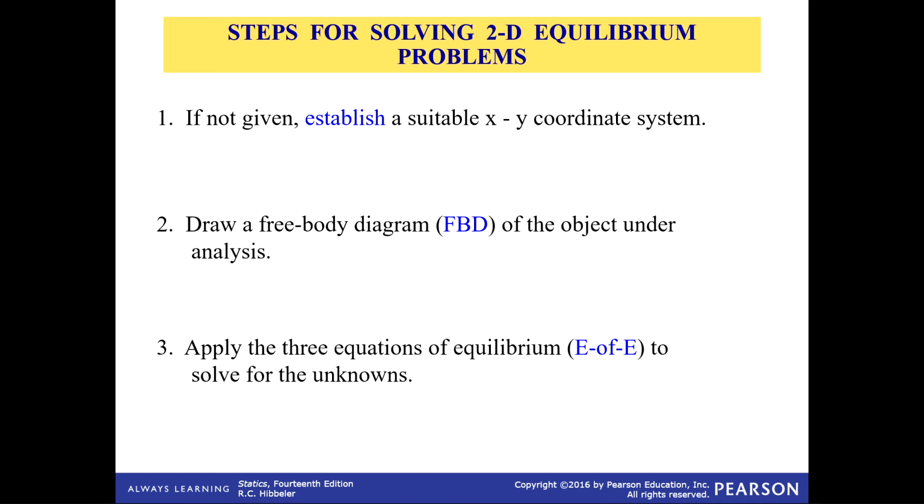So here's how you're going to solve a 2D problem. If you don't have an XY coordinate system, add one. Add it in a way that makes it easier to solve the problem. Put some of those forces along the X or Y direction if you can. Draw your free body diagram. So you get rid of your connection to the outside world, add your forces in, label all your forces, boom, you've got your free body diagram. Then you apply the three equations of equilibrium to solve for the unknowns. Simple as that.